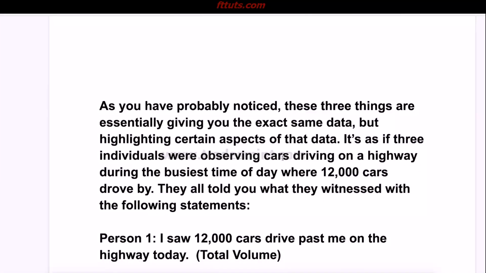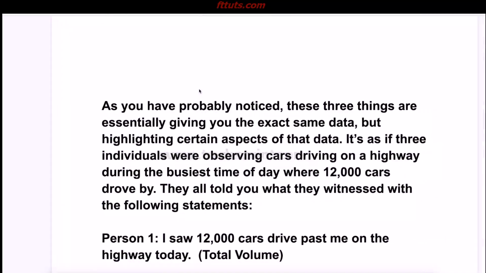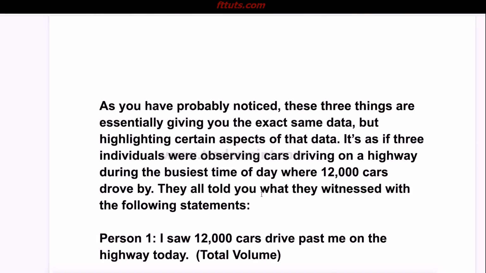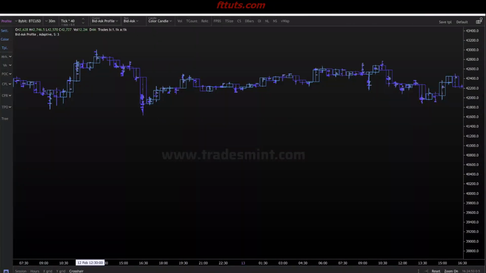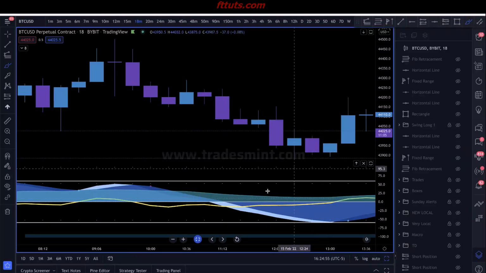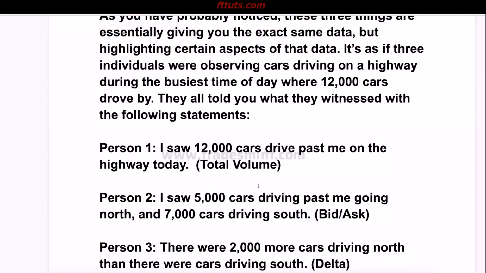So as you've probably noticed, these three things are giving us the same exact data from three different perspectives. And we can mix and match the visual and the text. It's akin to three individuals on the side of a highway during rush hour, watching as 12,000 cars drove by. And then you ask them, after they experienced this, what did you see there on the highway? They might give you three separate answers. All three of these answers could be correct, but they'd be giving you basically the same exact information from a different perspective. So one person might say to you, today I saw 12,000 cars drive past me on the highway.